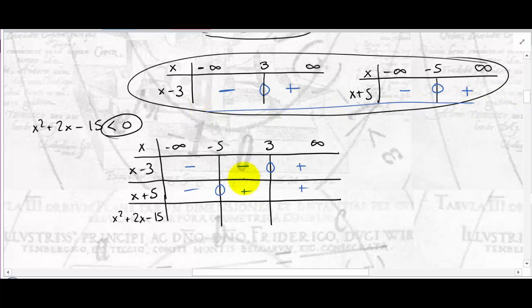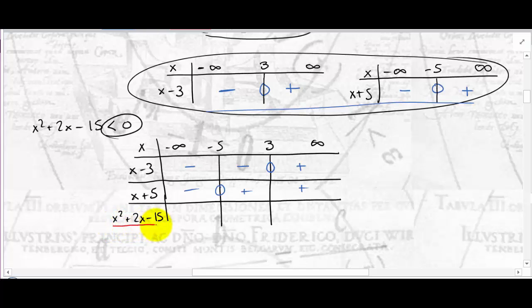X minus 3 is equal to 0 when x is 3. When x is negative 5, x plus 5 is equal to 0. If x is above 3, x minus 3 is positive, and it's negative below. If x is above negative 5, right there, x plus 5 is positive, and it's negative below. Okay, so far so good. I've put these two sign charts right here together in the big one. And now what's going on?